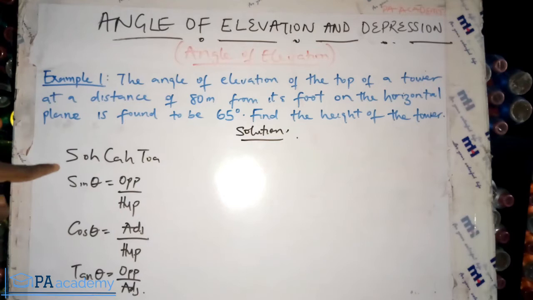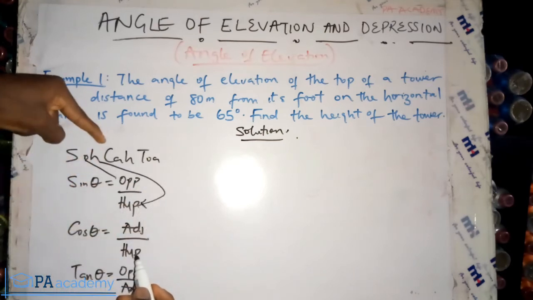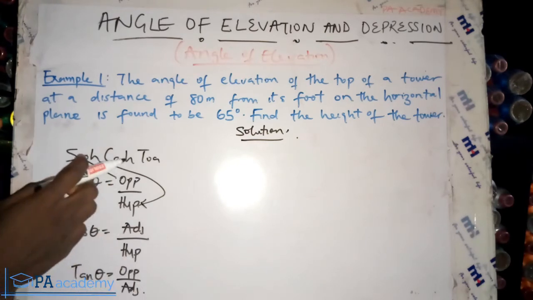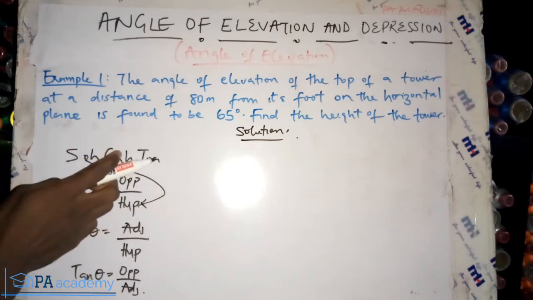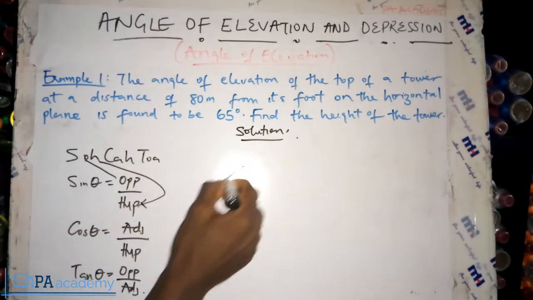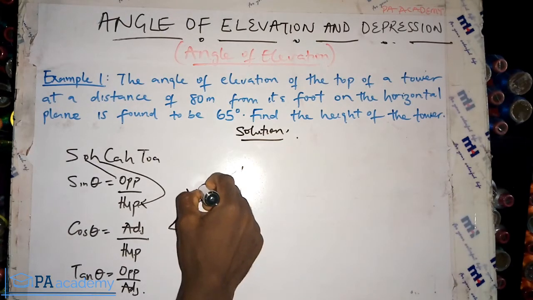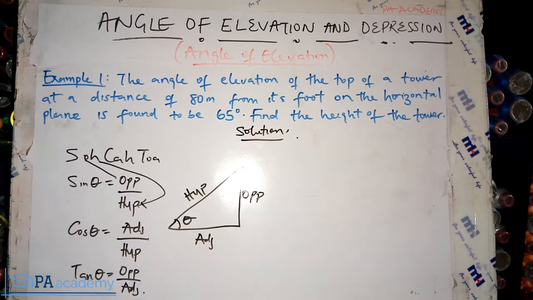What this means is that SOH means sine theta is equal to opposite over hypotenuse. O represents opposite, H represents hypotenuse. Then CAH, that's cos theta, A is the adjacent, H is the hypotenuse. Then T is for tan theta, O is the opposite over adjacent. This is for a right angle triangle, where this is the hypotenuse, this is the opposite, this is the adjacent, and this is the angle.